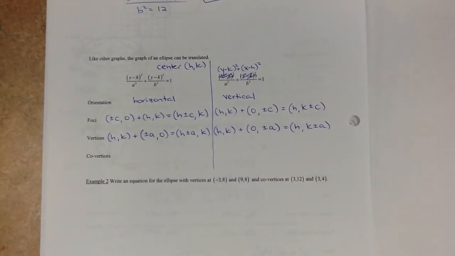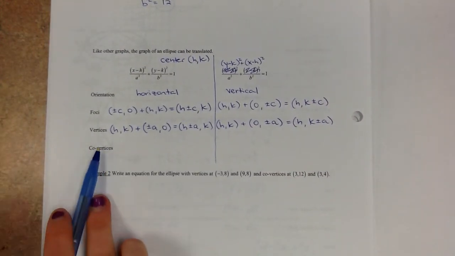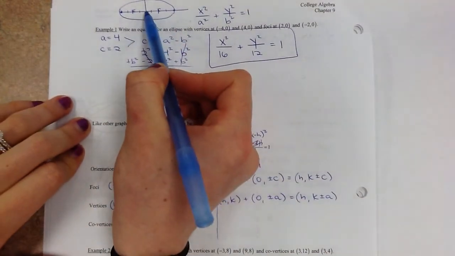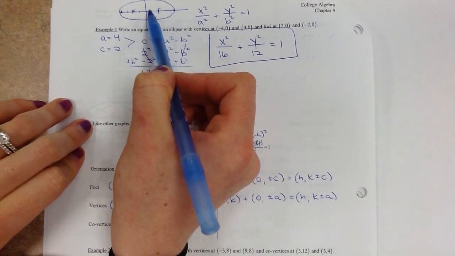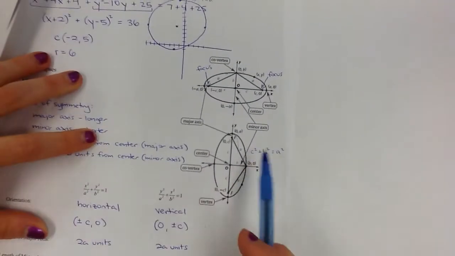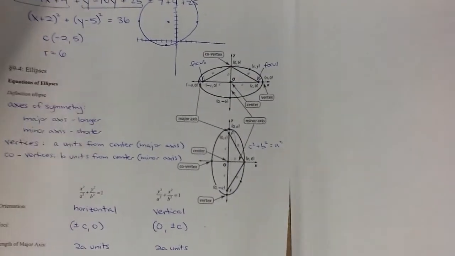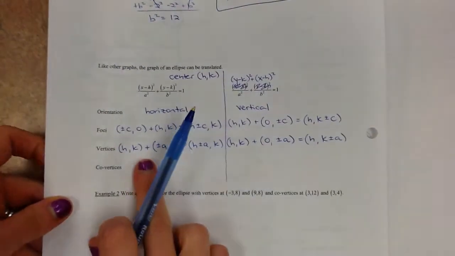Okay, lots of crazy formulas. Just one more for you. The co-vertices. Remember how much you go up or down on a horizontal? That's B. And then if you have the vertical ones like this, B is how far you go either left or right. So it's the opposite of what you're doing with the regular vertices.